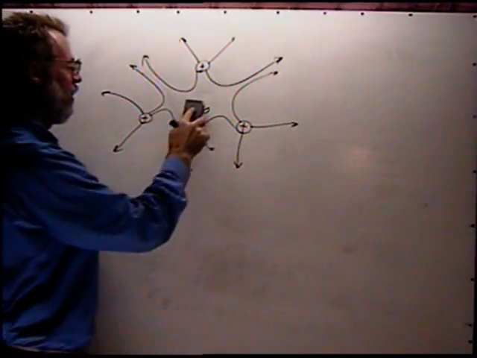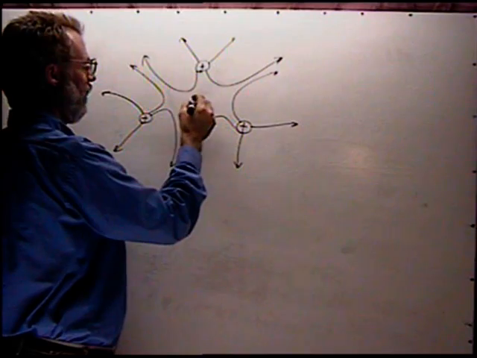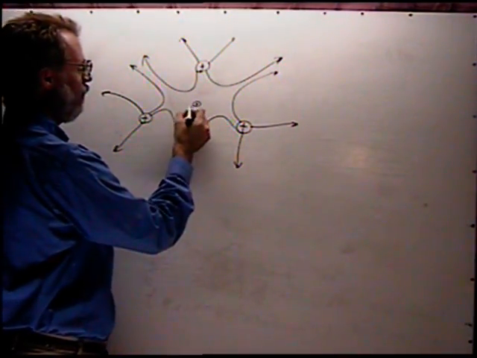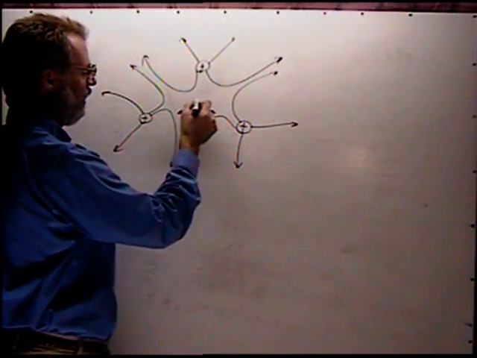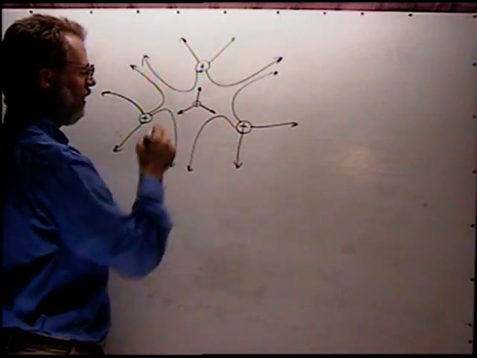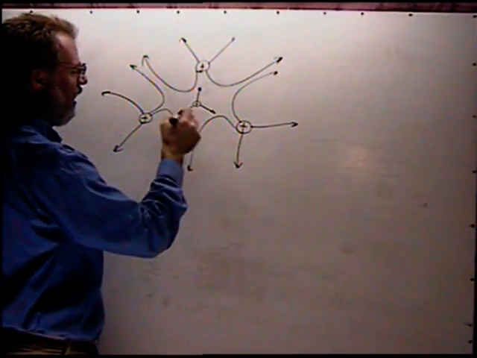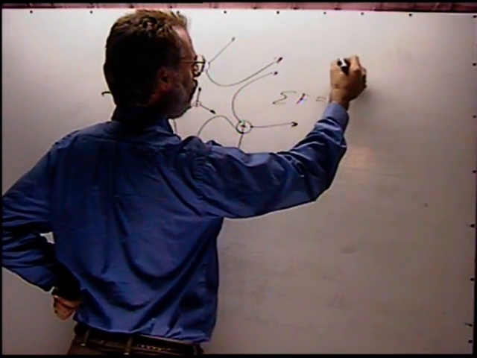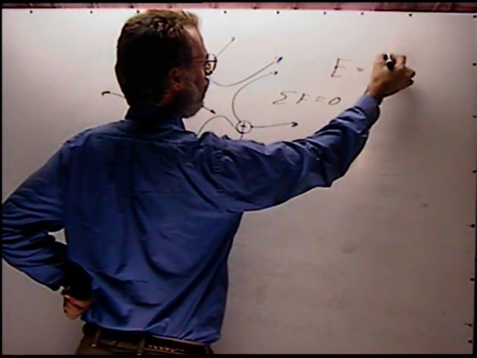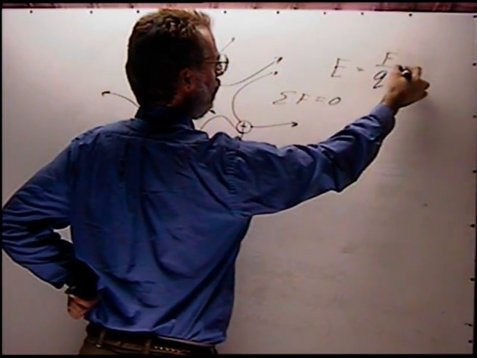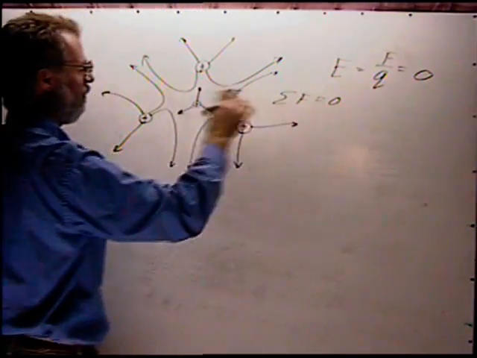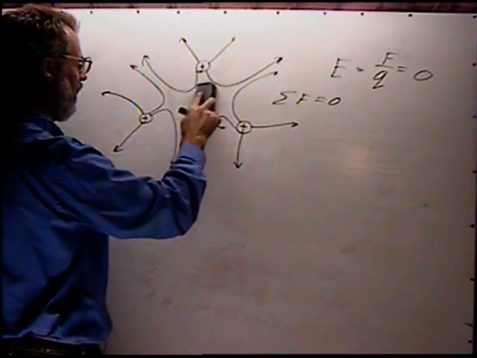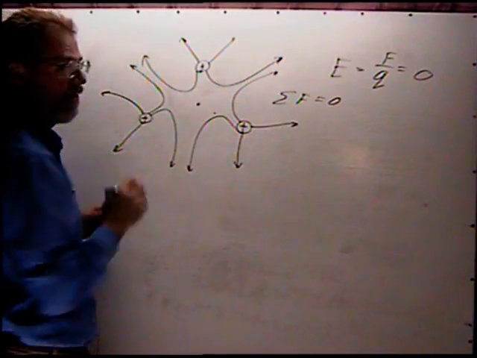It would have to be 0 because if we put in here, say, a small plus charge, it's going to feel an equal force this way, and an equal force this way, that are perfectly 120 degrees apart, and the sum of the forces right there will be exactly 0. Therefore, the electric field would have to be 0, because the sum of the forces is 0 right there. So the electric field right at the exact center is 0.